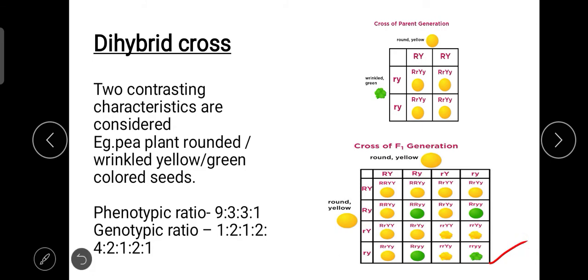Small r, small y is completely wrinkled green, and the rest of them are 9:3:3:1. In that, 9 will be round yellow, 3 will be wrinkled yellow, and again 3 will be round green. So phenotypically they appear as 9:3:3:1 in ratio. Coming to the genotypic ratio, genotypically the ratio will be 1:2:2:4:2:1:2:1. So this is about the dihybrid cross.